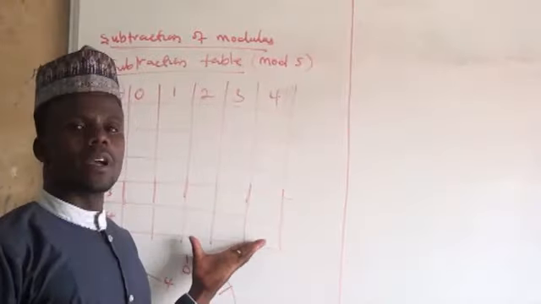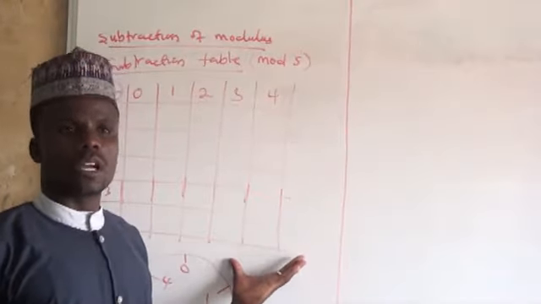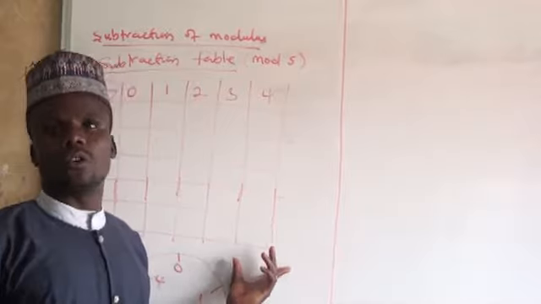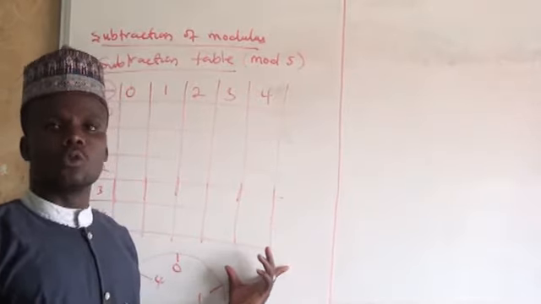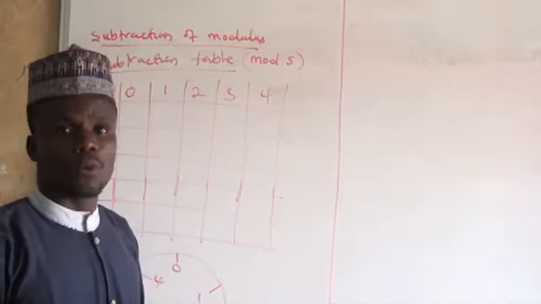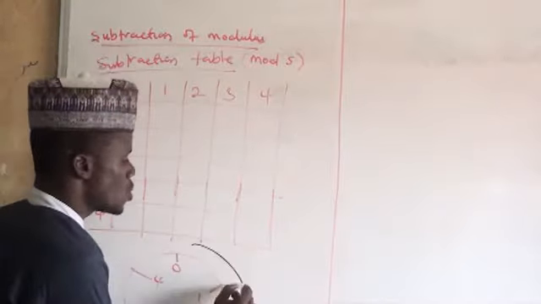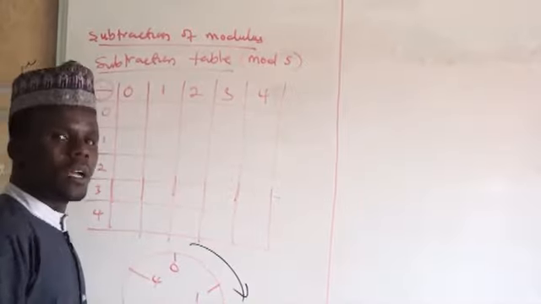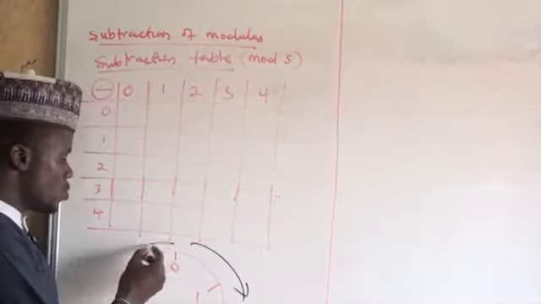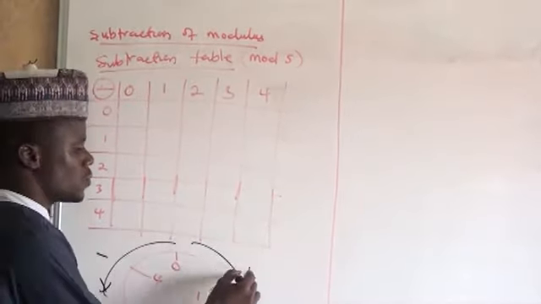Now, when it comes to subtraction of the modulus, we have seen how to make a table of addition of modulus. So now we have to look at how to make a subtraction table of a modulus. In addition, we used to go clockwise, then we count. But in subtraction, we used to go anti-clockwise.